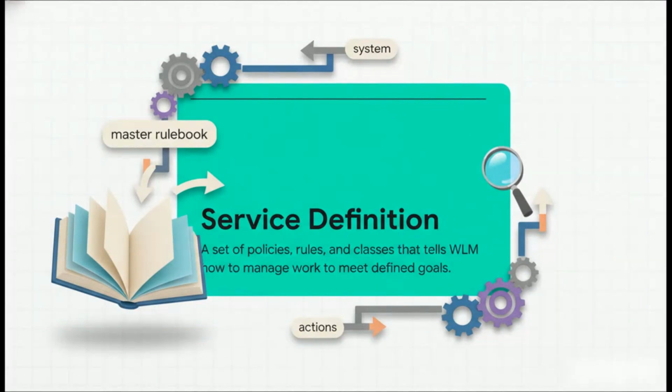So how do you tell WLM about these all-important goals? You do it through something called a service definition. The best way to think about this is as the master rulebook for the entire system. It's where you translate your business requirements, fast transactions, batch done by 6 a.m., into a language the system can actually understand and act on. The real magic here is that WLM lets you manage your multi-million-dollar IT assets using the language of your business, not the language of the machine.